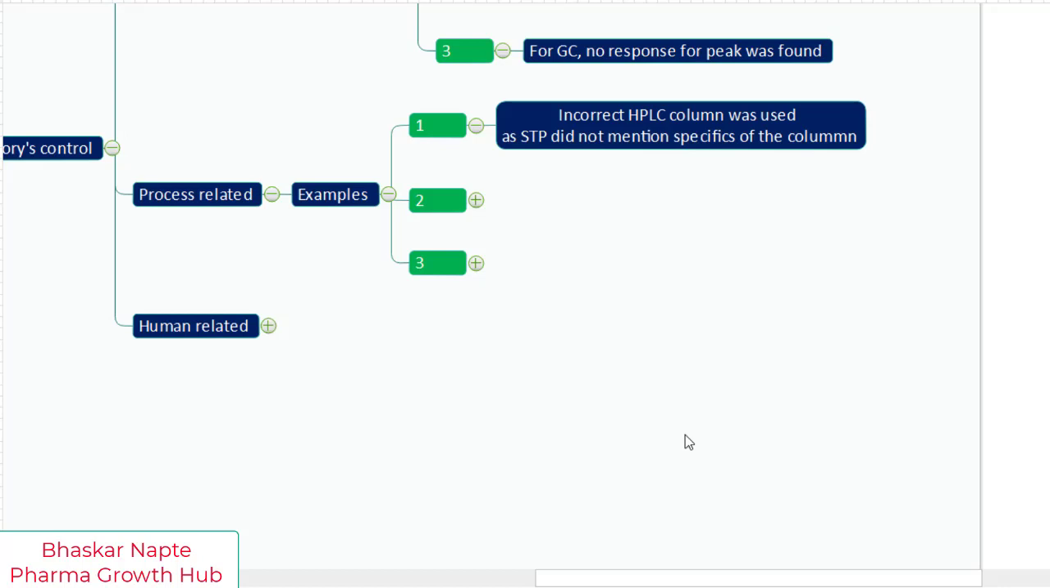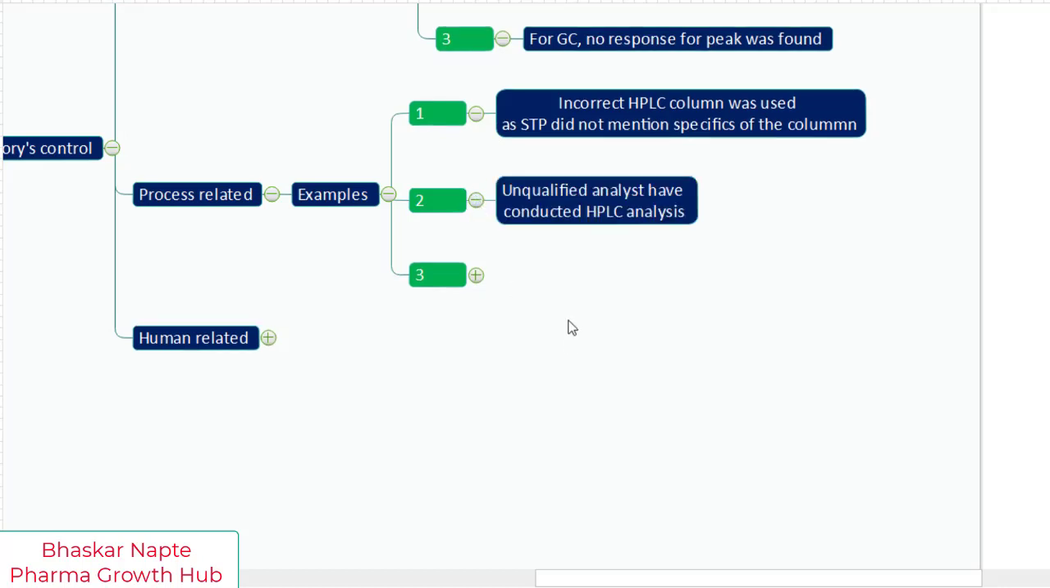Make the STPs with all the specific details like column name, column brand name, serial number, whatever is possible, and please put it into the standard test procedure. And this is not only applicable to the standard test procedure, but also to all your SOPs and all your functional documents. Those documents must provide clear guidance so that the human will never end up meeting with the error.